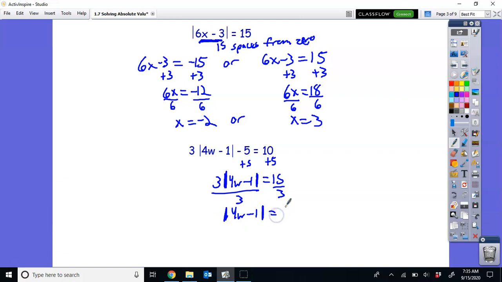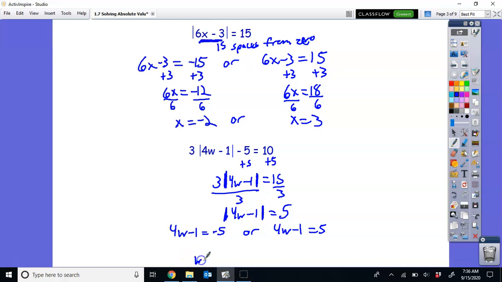And the reason we do that is because the absolute value is a little weird. It's a little different. It's not like a normal distributive property, so you can't just start distributing. Then what you would do, just like we did on the previous 2 problems, is set this up equal to -5, because it's 5 spaces from 0, or set this up equal to +5, because it's 5 spaces from 0. Solve each one of these and you would get an answer.